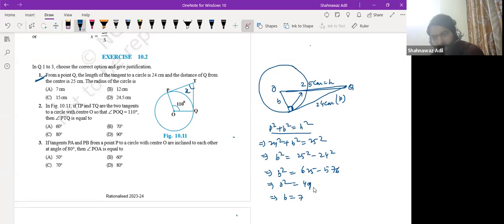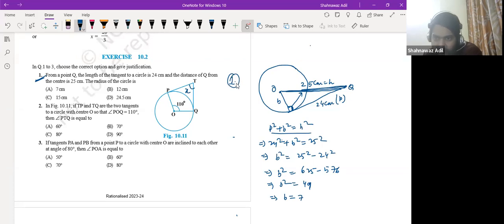Yes. What question? You were asking why didn't we use the Pythagoras theorem? No, I didn't ask. I said we can use Pythagoras. Yeah, of course. Obviously, you are correct. This is what we did in the last unit, right?